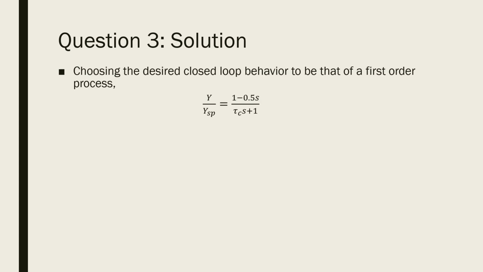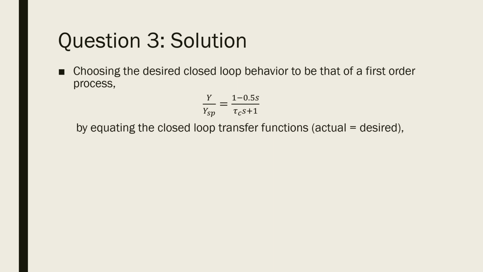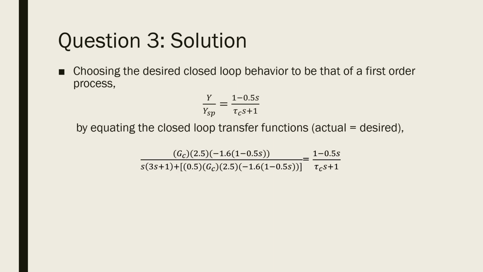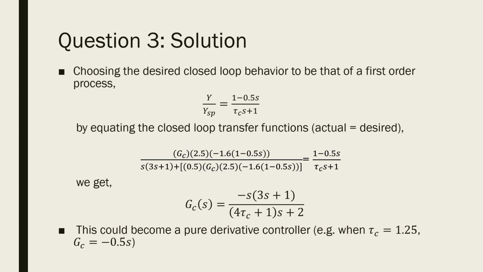Let us choose our closed loop behavior to be that of a first order process by keeping the process zeros intact in the numerator. Then, by equating the actual behavior to the desired behavior, we obtain the structure of GC to be minus S times 3S plus 1 over 4 times tau C plus 1 times S plus 2. As you can see, for certain values of tau C, for example 1.25, the GC structure becomes that of a purely derivative controller, which could lead to unstable behavior.